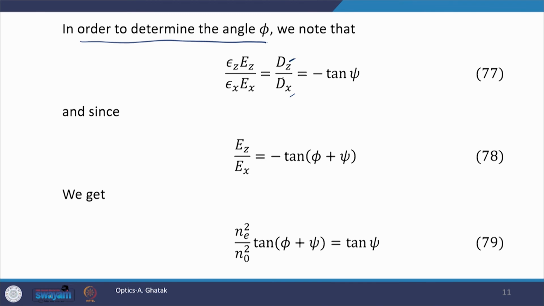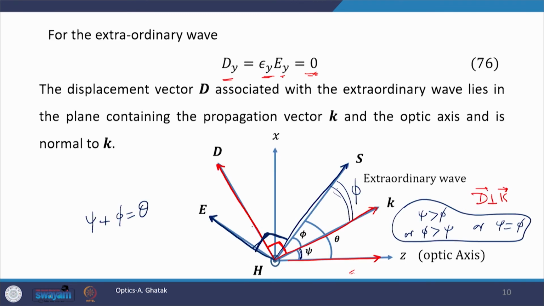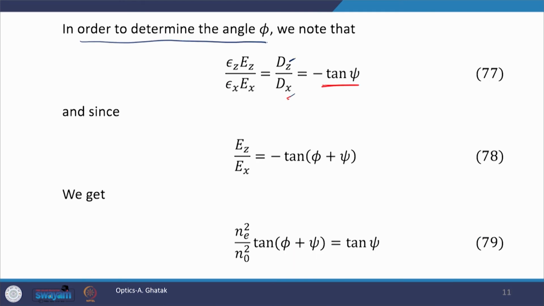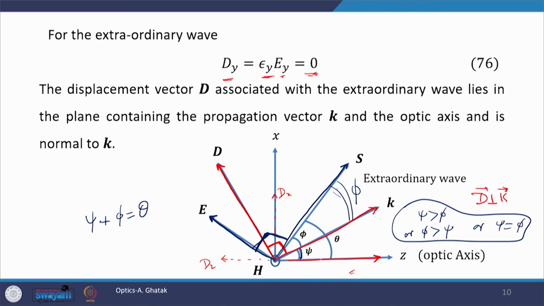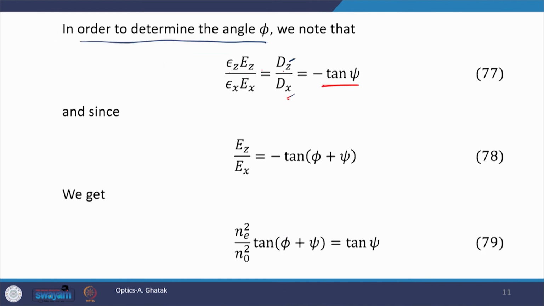see what Dz by Dx is. From the figure, the z component of D would be in this direction, and the x component would be in this direction. Therefore, Dz is in the negative z direction, so Dz upon Dx would be minus tan psi, because D is perpendicular to k. Therefore, tan psi would be Dz by Dx, and we know that D is equal to epsilon E. Therefore, Dz would be epsilon z Ez, and Dx would be epsilon x Ex.